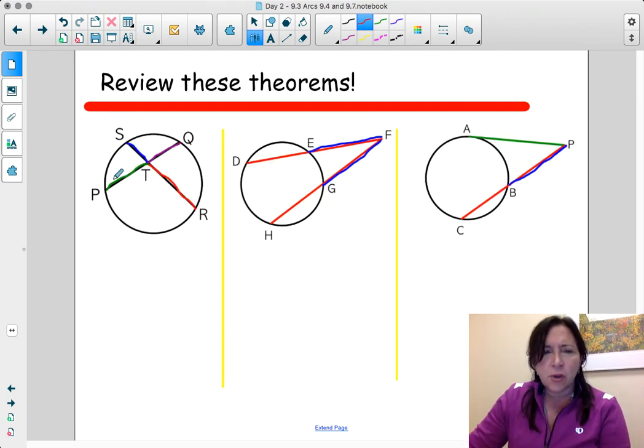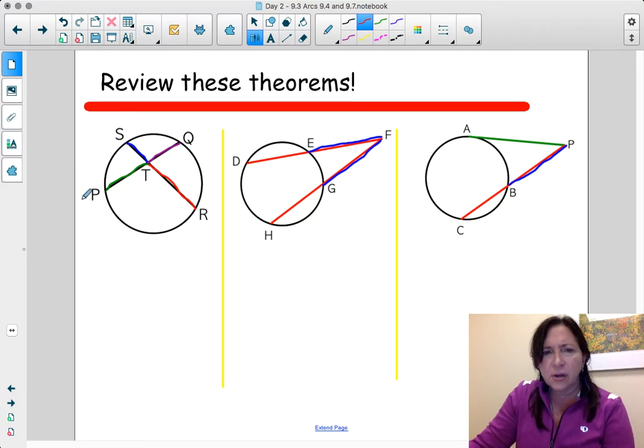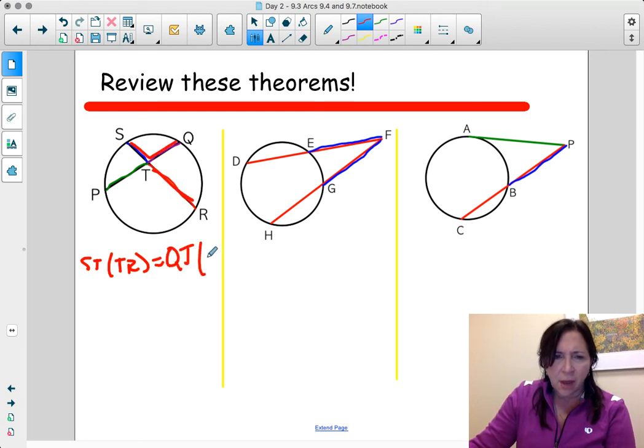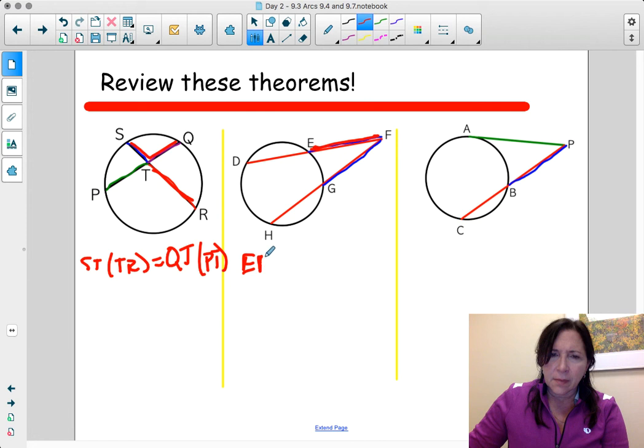So let's do one like that or more. What we have is a few to review the theorems. So again, these are the 3 different ones that we just talked about. This theorem says ST times TR, so this length times this length is equal to QT times PT. This one says the outside EF times the sum, which is FD, is equal to the outside FG times the sum, which is FH.